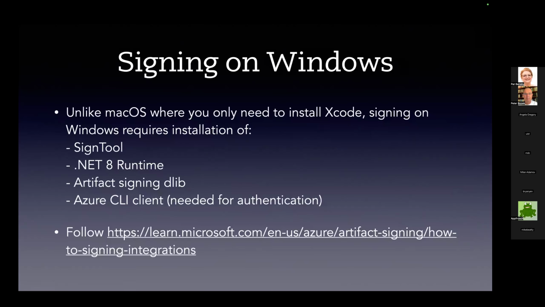So how to do it manually? Well, this is the pain in the strange place, because on Mac, you only need to install Xcode and everything works from the command line. On Windows, you have to install Sign Tool, .NET Runtime, Artifact Signing Dynamic Library, and Azure Client. And you need this Azure Client just for authentication and nothing else. There is a good explanation in Microsoft docs on how to install everything.